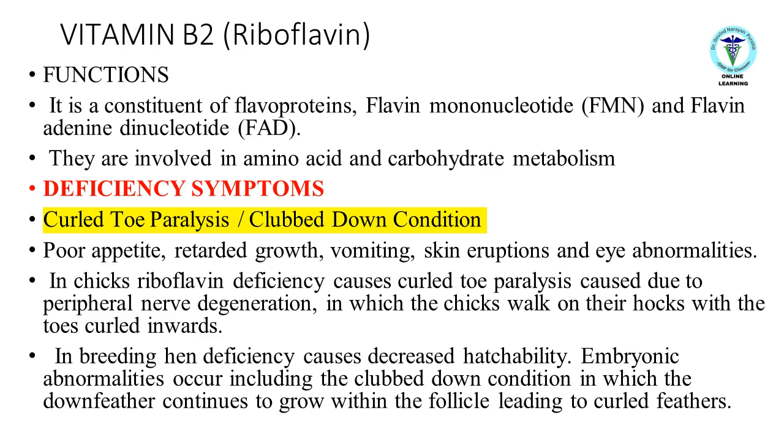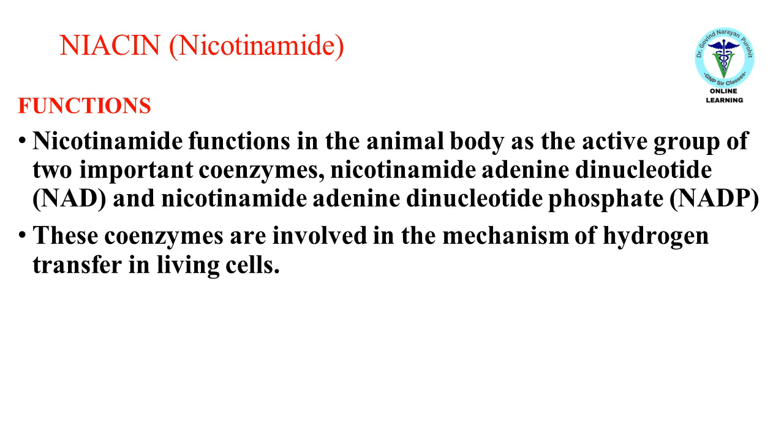In chicks, riboflavin deficiency causes curled toe paralysis caused by peripheral nerve degeneration, in which the chicks walk on their hocks with the toes curled inwards. In breeding hens, deficiency causes decreased hatchability. Embryonic abnormalities occur, including the clubbed down condition in which the down feather continues to grow within the follicle, leading to curled feathers. Niacin, nicotinamide, functions.